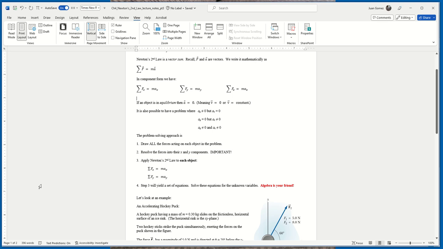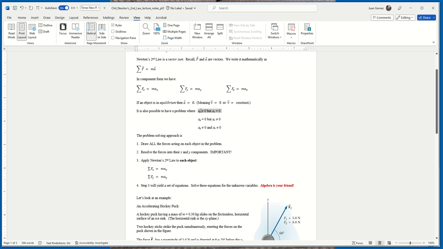And you could also have a problem where an object is accelerating in the x direction but not accelerating in the y direction, or an object that is not accelerating in the x direction but is accelerating in the y direction, or a case, as we'll see below, where it's accelerating in both the x and y directions, meaning, in this case, ax is not zero and ay is not zero.